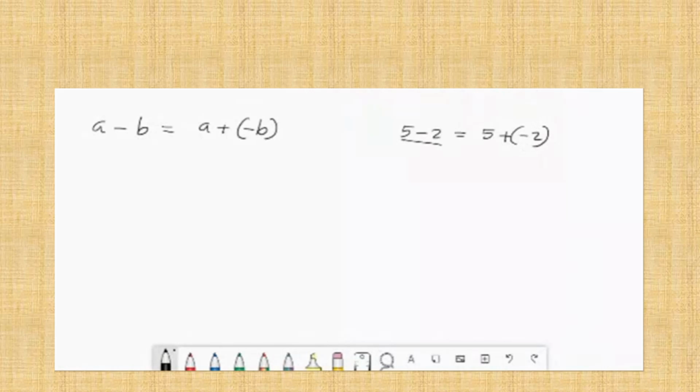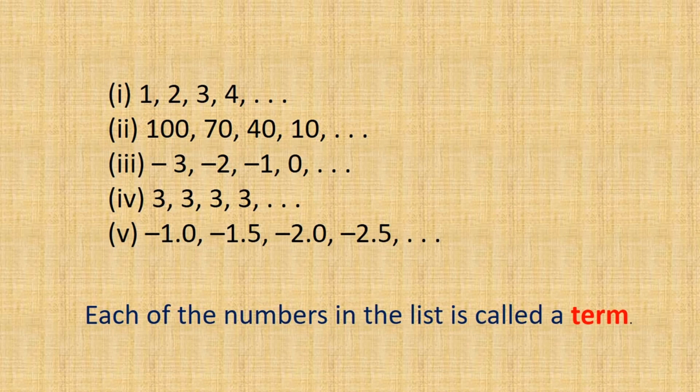Okay, so 5 minus 2 is 3. Yes. 5 plus minus 2 is also 3. Yeah, this is a rule. So you can say, if someone says subtracting b, you can also say adding minus b, no problem. Okay, so come back to our sequence. So in the second sequence, we can also say here, to get the next term, we have to add minus 30. So 100 plus minus 30 is 70. 70 plus minus 30 is 40.